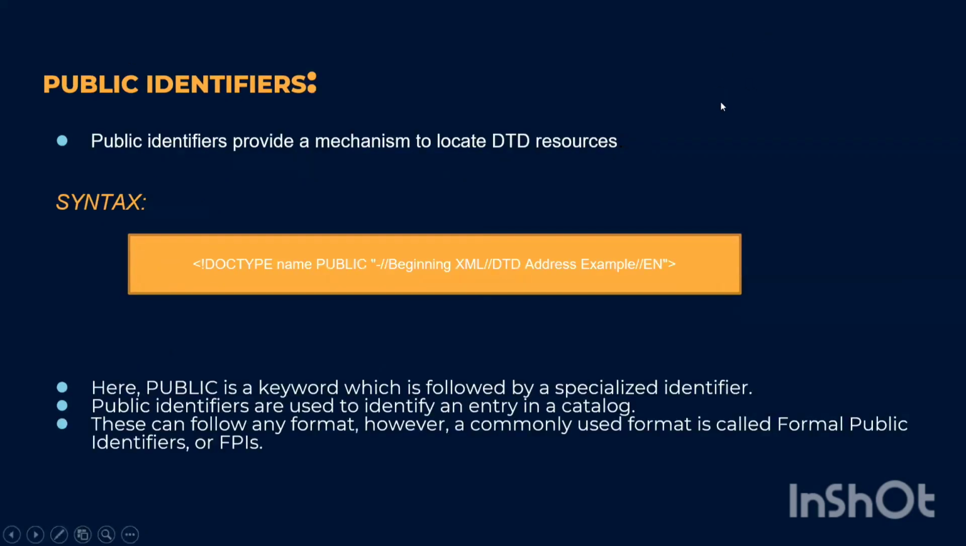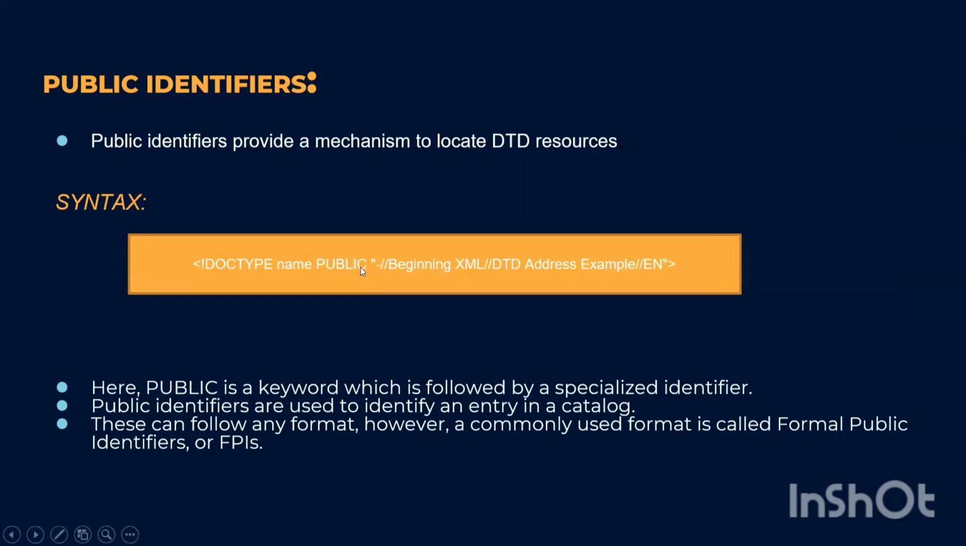And another one is public identifiers. Unlike system identifiers, this will not provide the address of the .dtd file. Instead of that, this will provide us the mechanism to locate the DTD resources. And here is the syntax for public identifiers. In this, if you see, we used the word PUBLIC here.